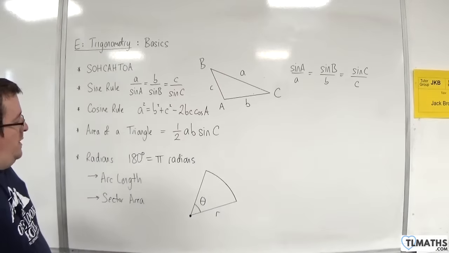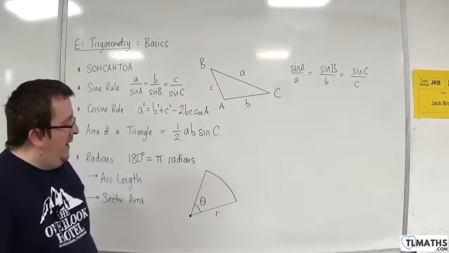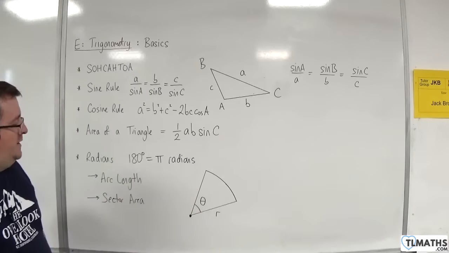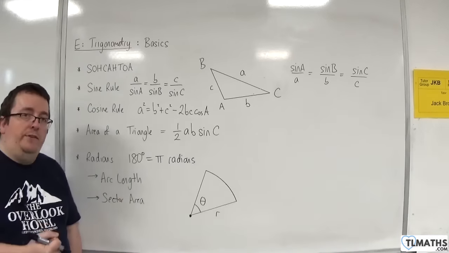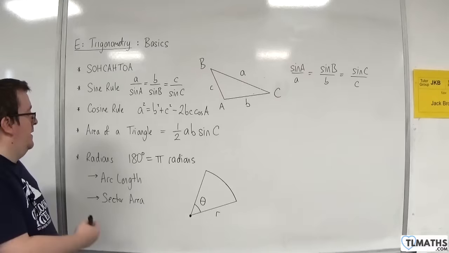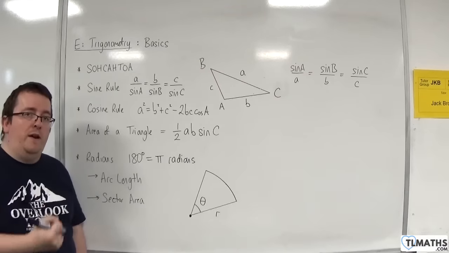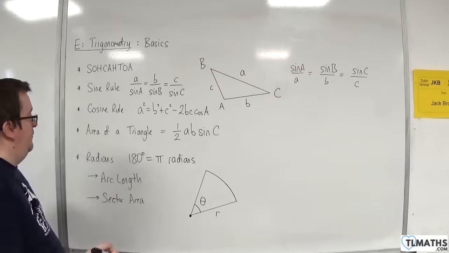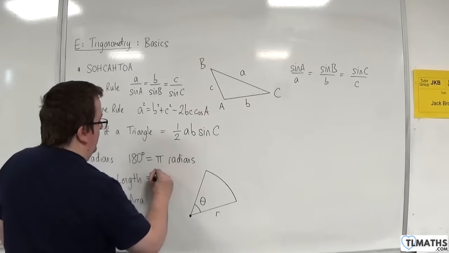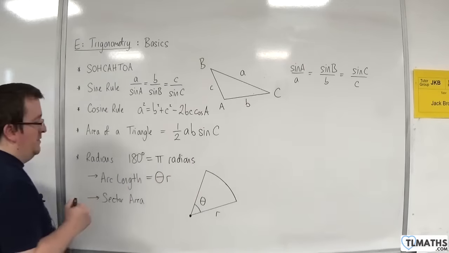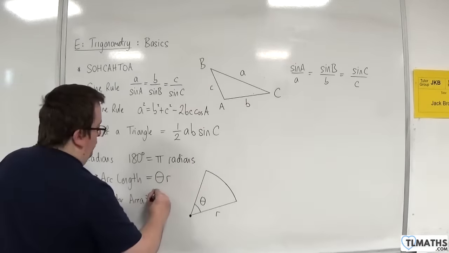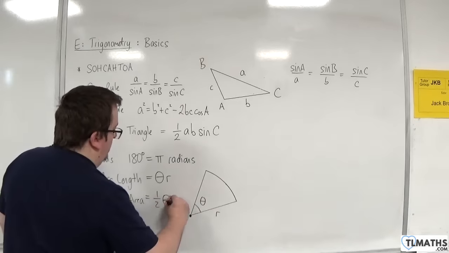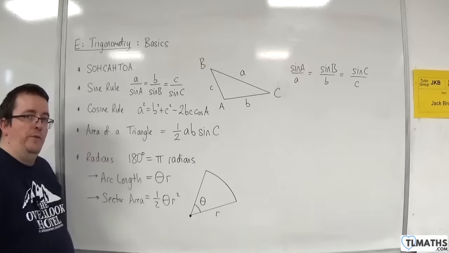Now, when you're working with sectors, so here is a sector with radius r and angle theta, where theta is given to you in radians, you must use the arc length and sector area formulae in radians. Neither of these are given to you in the formula booklet. So arc length is theta times r, so that one's nice and easy. The sector area is 1 half theta r squared. You need to know both of those.